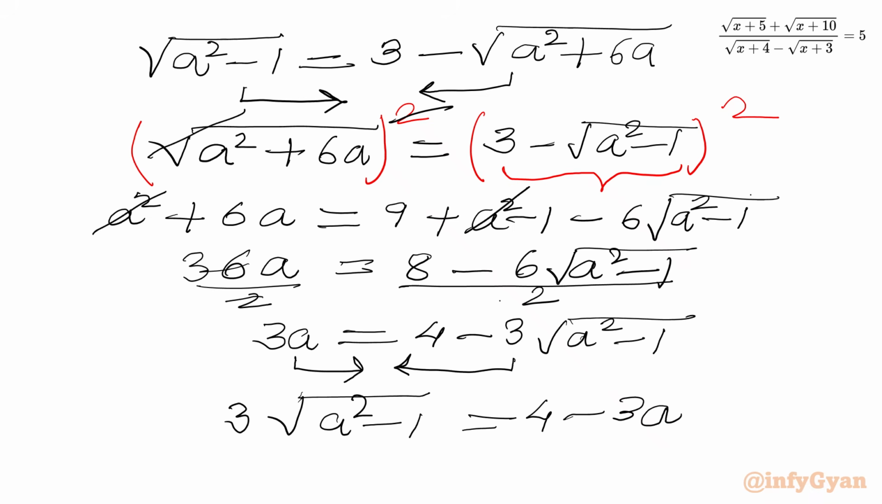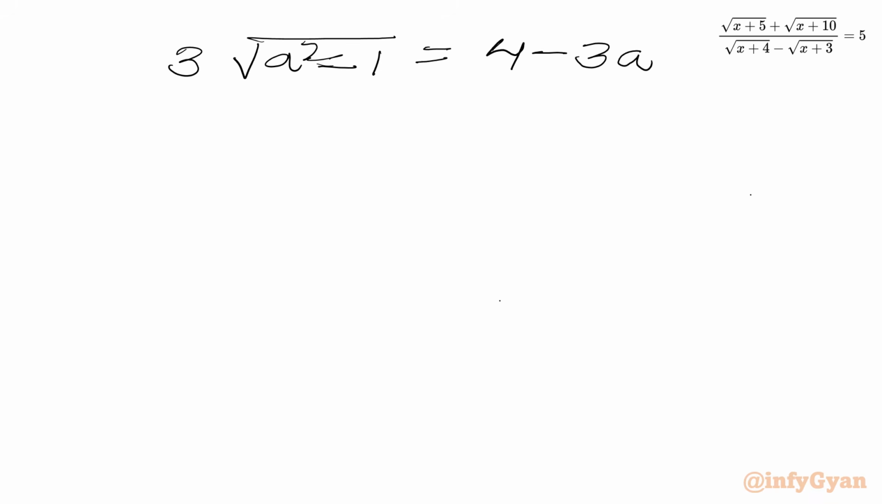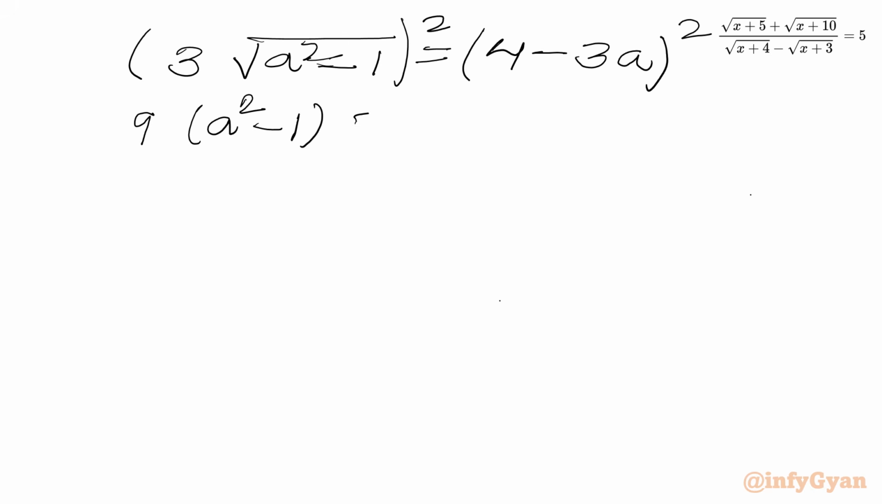Now we have to consider squaring once again. Let me write the equation over here: 3 times square root of a² minus 1 equal to 4 minus 3a. Let's put power 2 in the LHS as well as in the RHS. 3 square is 9. Square root square is gone, so the free term is a² minus 1, equal to 4 square, which is 16, plus 3a whole square, which is 9a² minus 2 times 4 times 3, 24, times a.